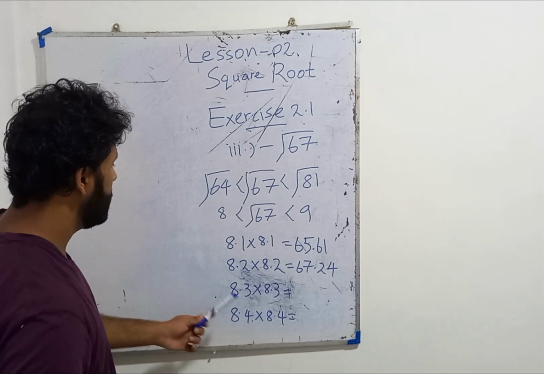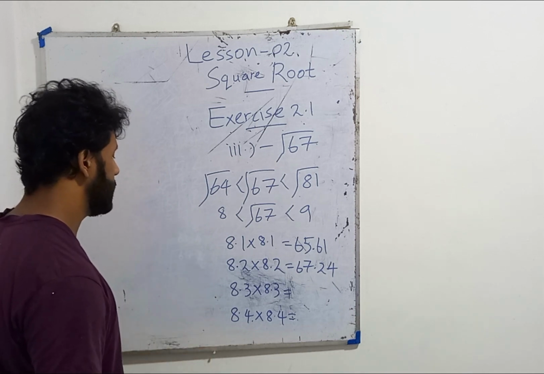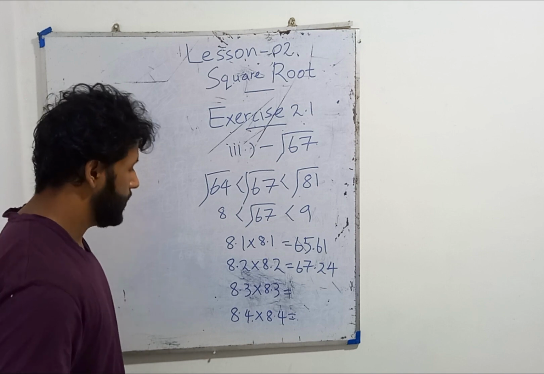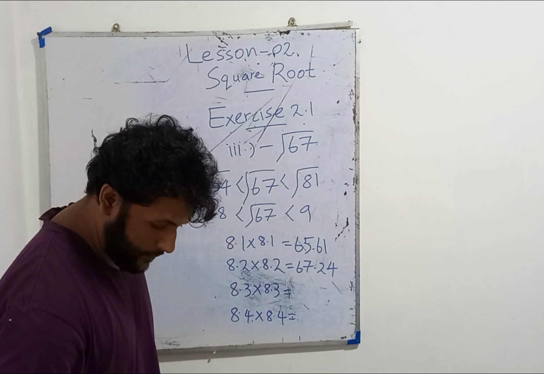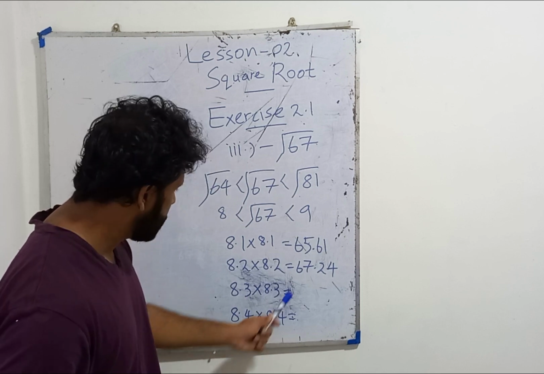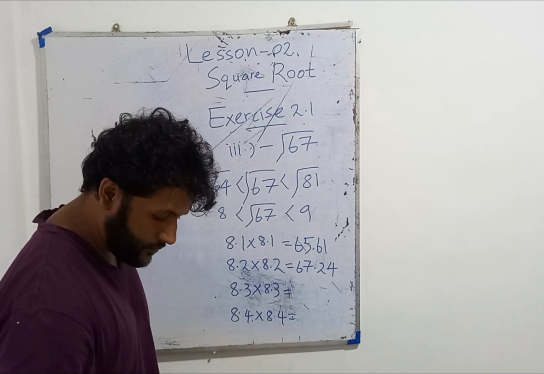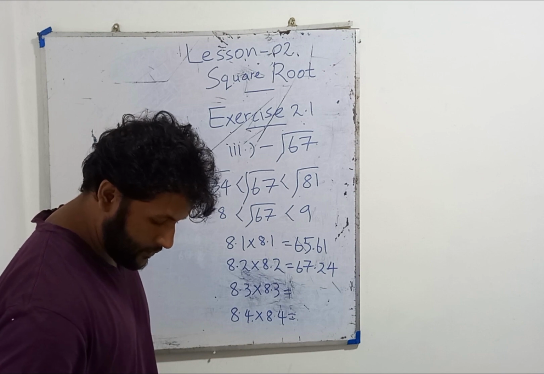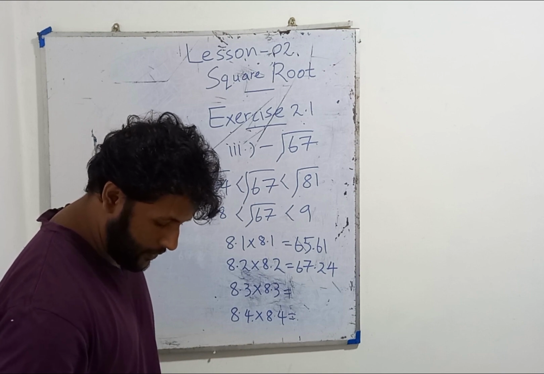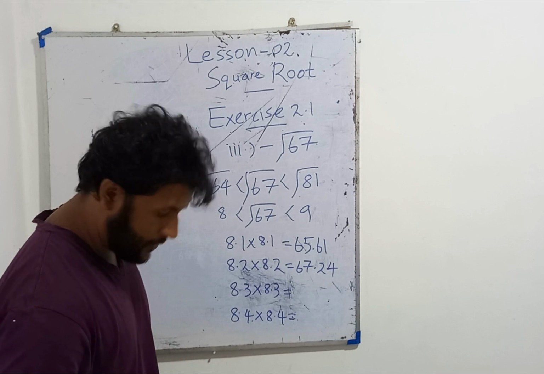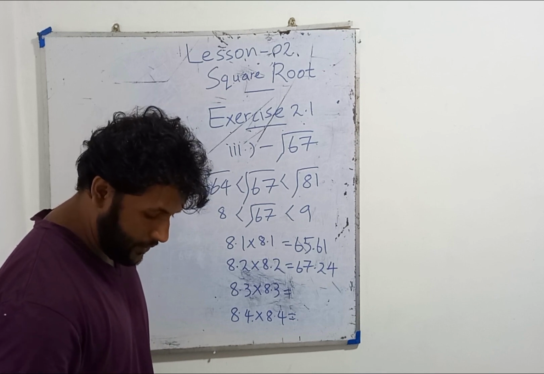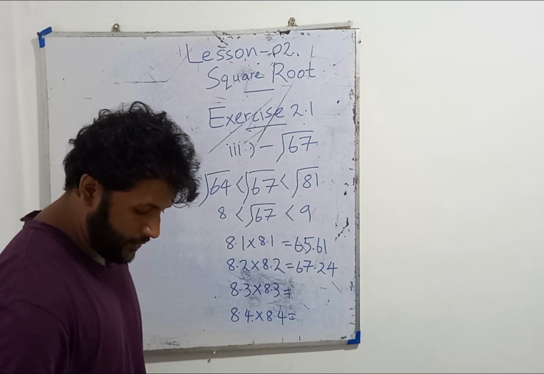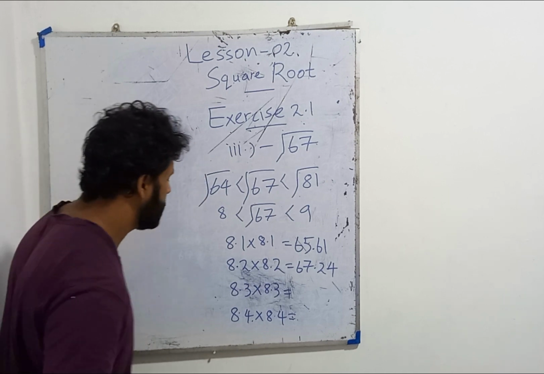Now it's already exceeded. Okay, I hope I'm correct. Let's double check. 67.24. 8.1 into 8.1 is 65.61, yes. If you take 8.3 into 8.3, 68.89. You don't have to consider this one.